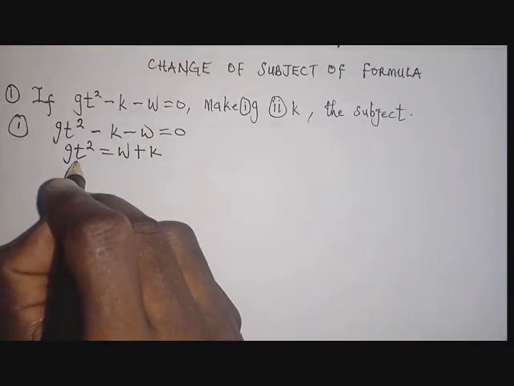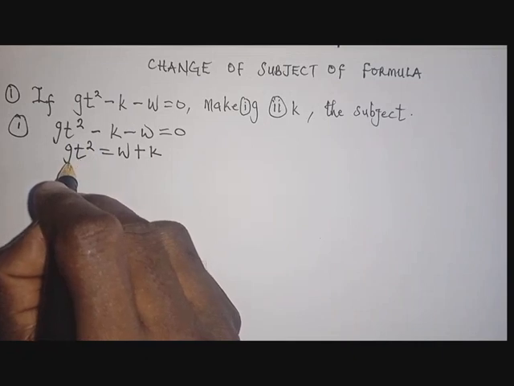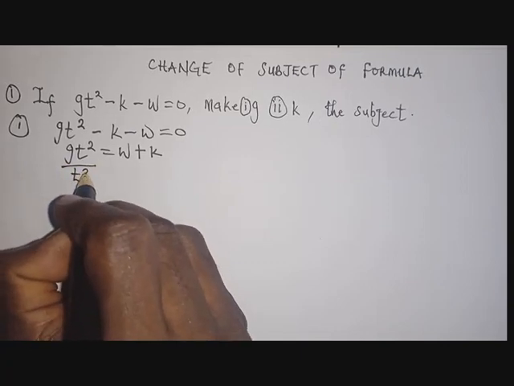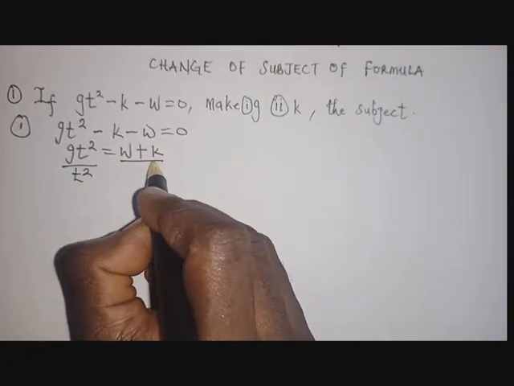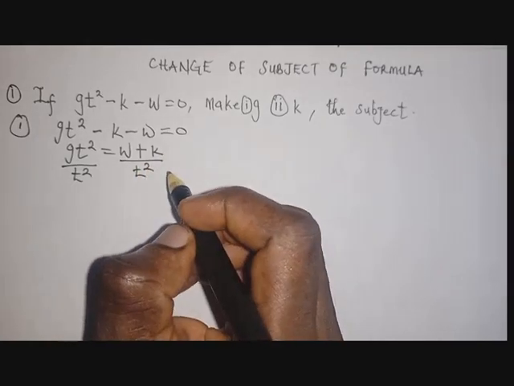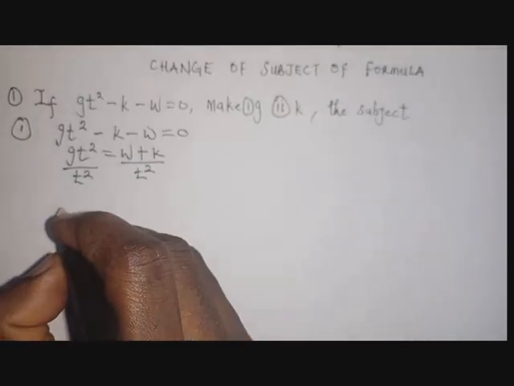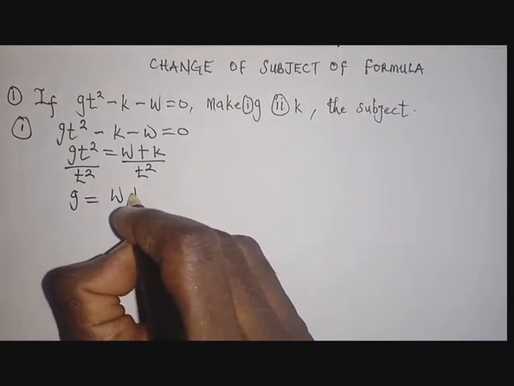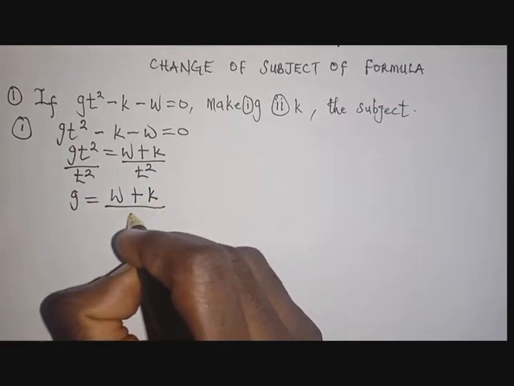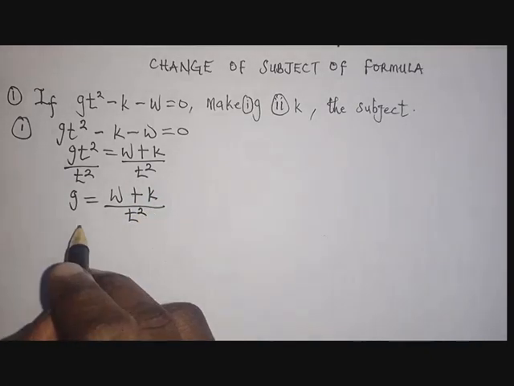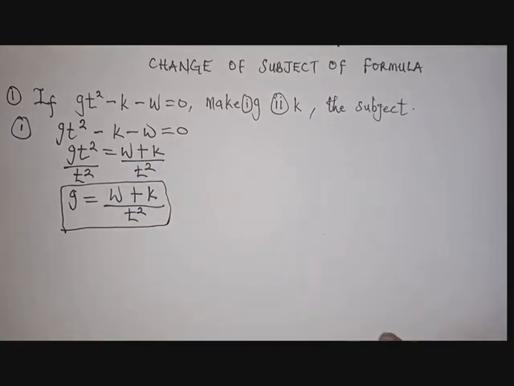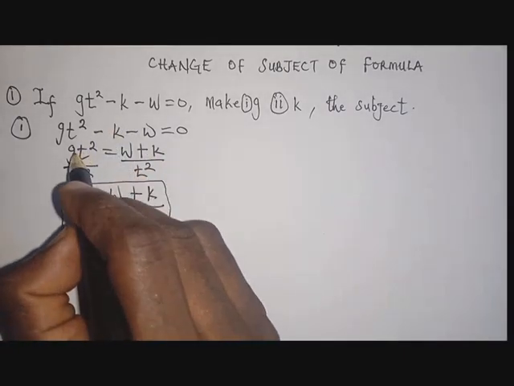Then I need to take t squared off too, because what I'm interested in is making g the subject. So I'm going to divide through by t squared. Then I'm going to be left with g equals w plus k over t squared. So this is the formula when we make g the subject.